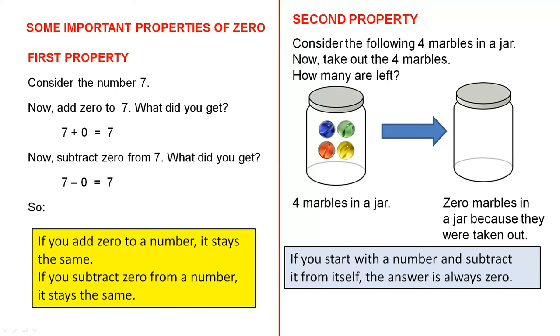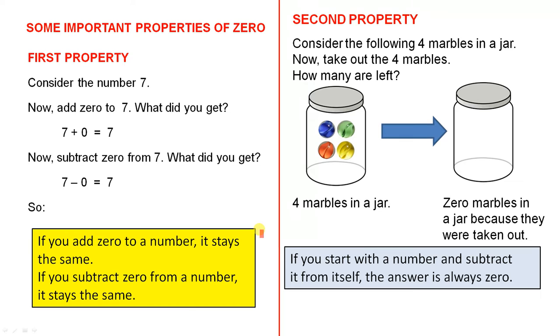Some important properties of 0. The first property is, let's consider the number 7, and this will demonstrate the first property. Now, add 0 to 7. What did you get? 7 plus 0 equals 7. Now subtract 0 from 7. What did you get? 7 take away 0 equals 7.